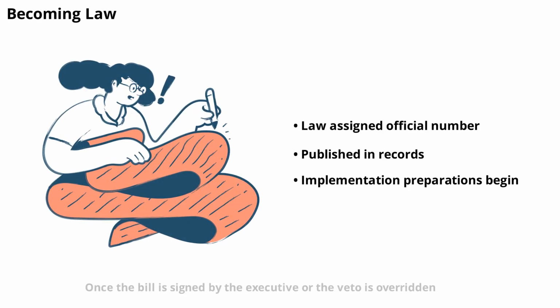Once the bill is signed by the executive or the veto is overridden, it officially becomes law. The new law is assigned a number and published in official records. Government agencies and the public are notified, and preparations begin for implementation.